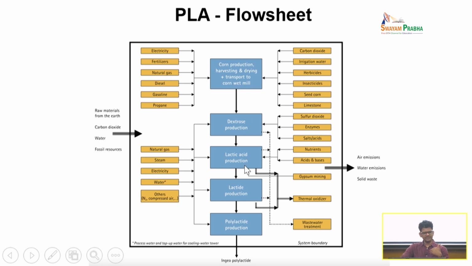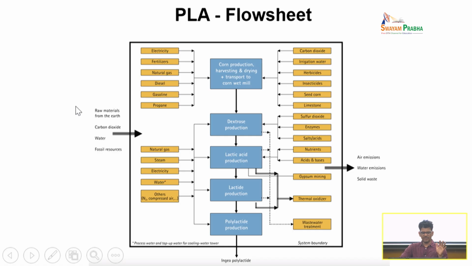And then this is a biochemical process, from corn to sugar to polylactic acid. It's actually an enzymatic biochemical process. So you're going to use a lot of substrates, enzymes, salts, acids, nutrients, various things going in. My point is that this entire thing is the system boundary. What comes in is raw material from earth, soil, water, carbon dioxide, fossil resources.